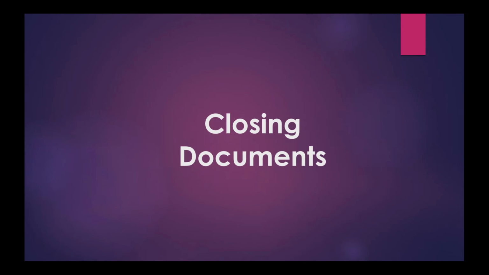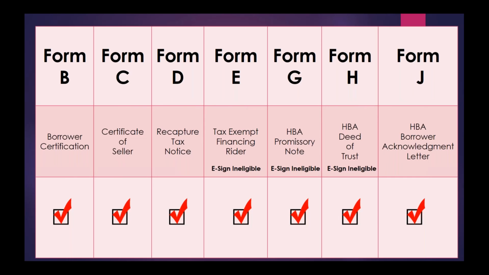Next, we'll be covering the closing documents, which consists of forms B, C, D, E, G, H, and J. And please note that forms E, G, and H, even if you're e-signature approved through NIFA, those three forms are e-signature ineligible at closing.